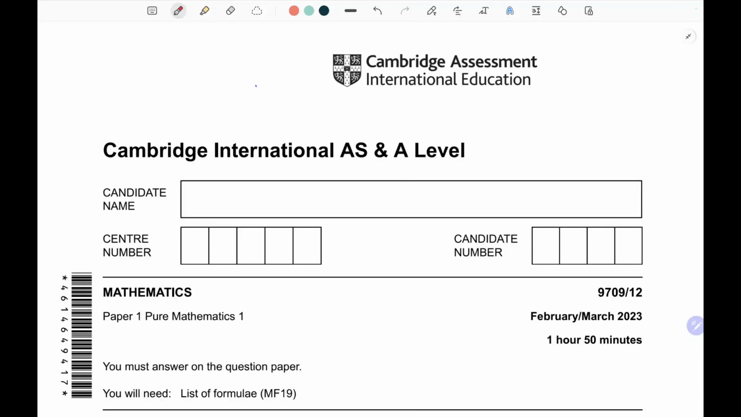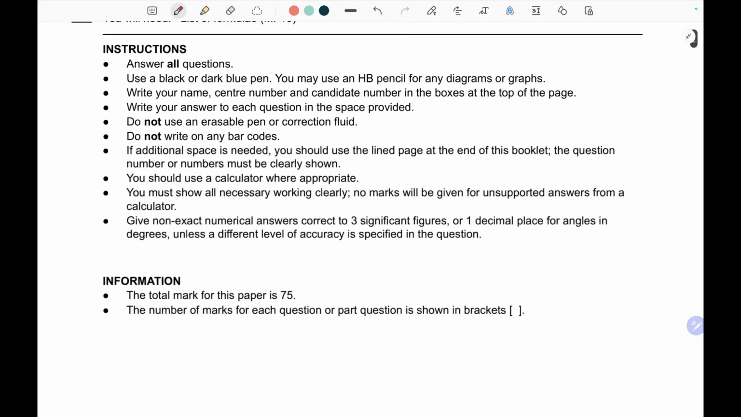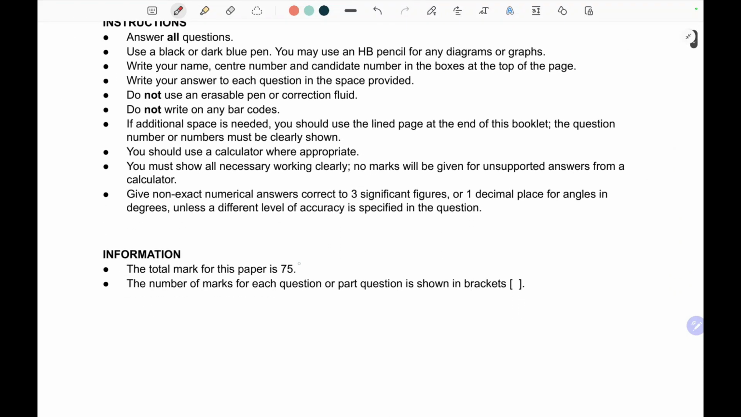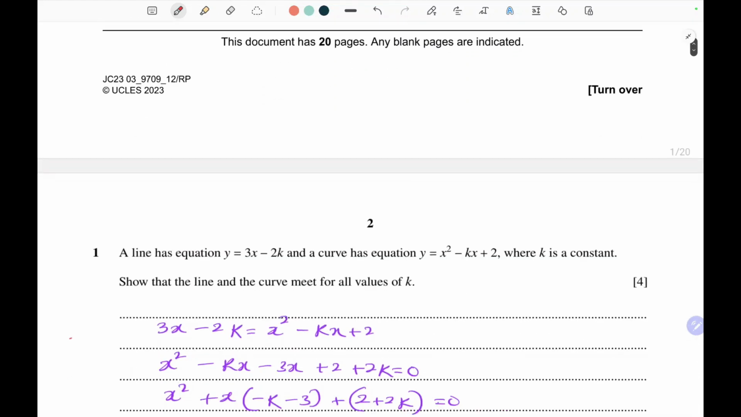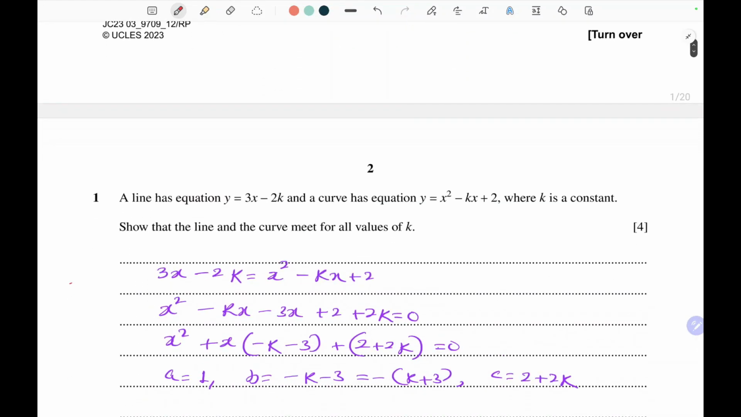Everyone, and welcome back with another video that's based on pure mathematics, that is paper 1, and this is based on the recent paper February-March 2023. The code is 970912. So the total number of marks for this paper is 75, which is as usual. Now we will see question 1.